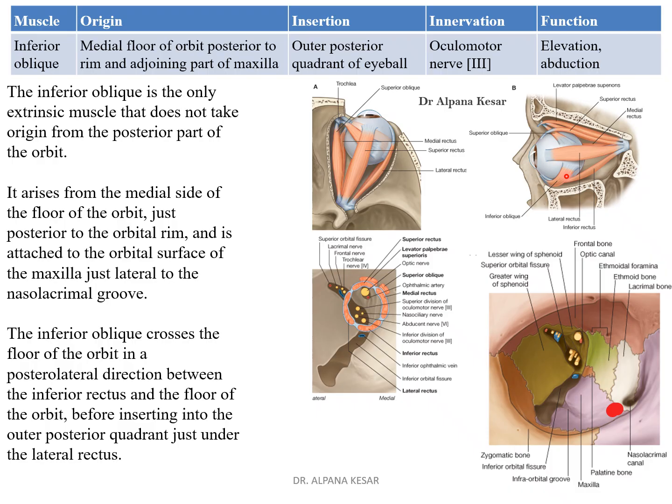Then it passes posterolaterally to get inserted in the outer posterior quadrant of the eyeball on the inferior surface. When the muscle contracts, it will pull the posterior part of the eyeball downwards, and thus it will help in moving the eyeball upwards and the pupil upwards, and so it helps in elevation of the eyeball.